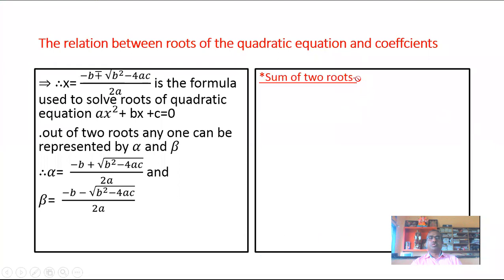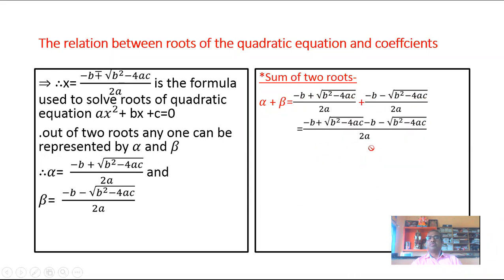Sum of two roots. Alpha and beta are two roots of the given quadratic equation ax square plus bx plus c is equal to 0. Sum of two roots means alpha plus beta. The value of alpha is equal to minus b plus root b square minus 4ac upon 2a, plus beta which is minus b minus square root b square minus 4ac upon 2a. On the RHS, the denominator 2a is the same.